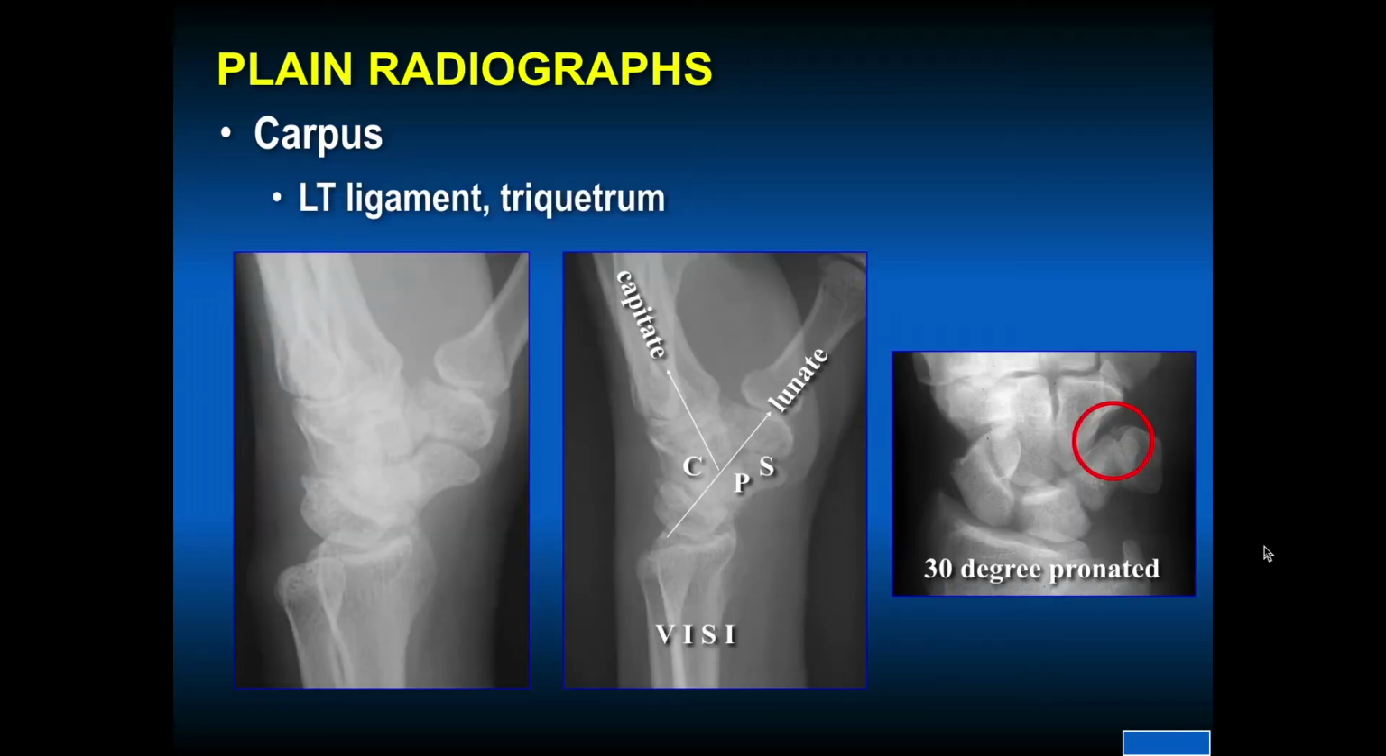The lunotriquetral ligament can also be injured, and certain oblique views, such as this 30 degree pronated view, are good for visualizing that instability, as described by Julio Taleisnik.